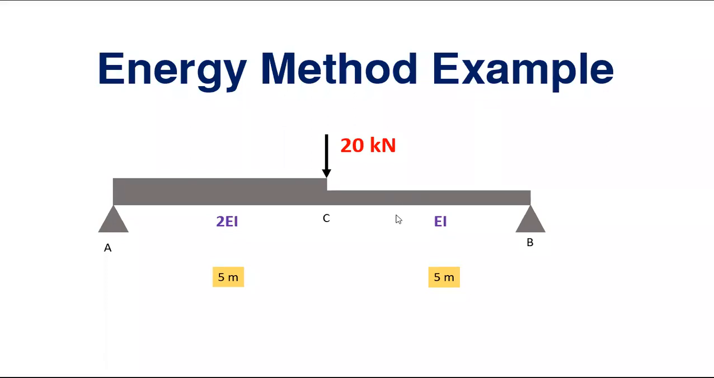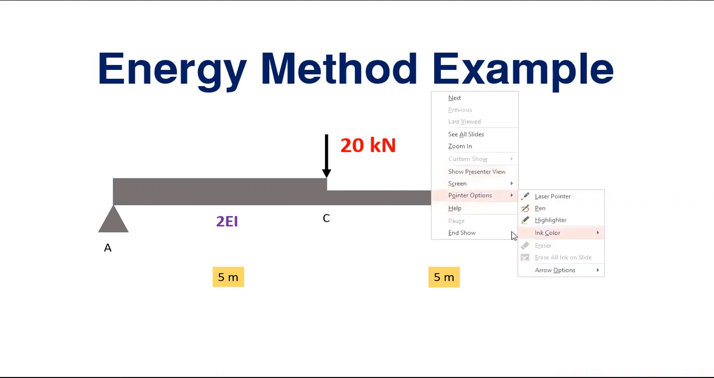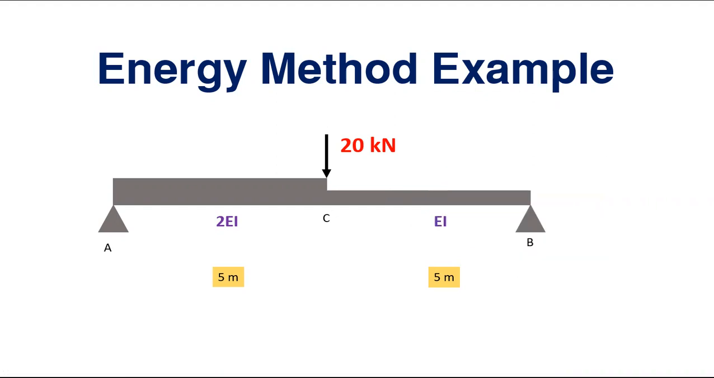We are going to discuss today an example on energy method using the unit load method, the virtual work method. In this example, we'll be talking about a simply supported beam, where the beam is not uniform. You can see this up to 5 meters, it's having 2EI.